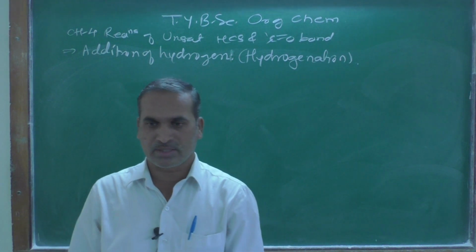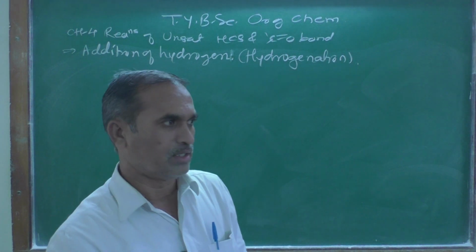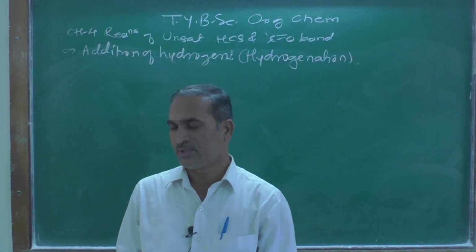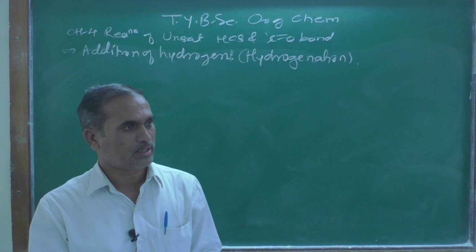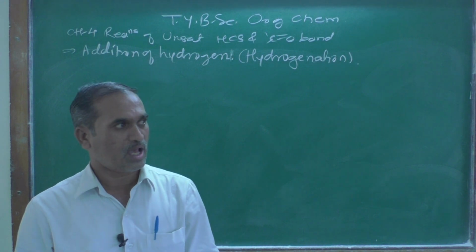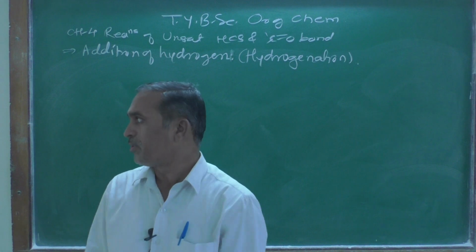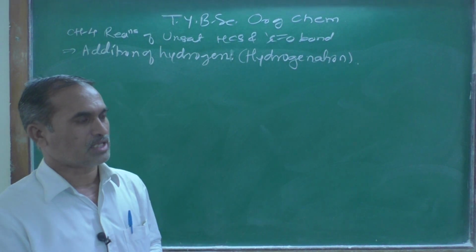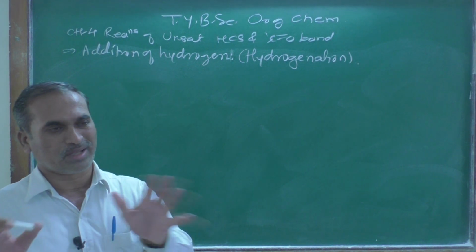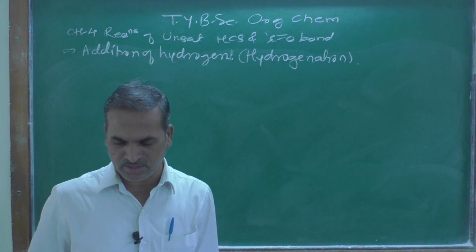What did we discuss yesterday? Yesterday we discussed electrophilic addition to the alkyne: the first one is halogen, and the second one is hydrogen halide. We saw that type of reaction, the mechanism of how it takes place, and how many steps are involved. Everything we have seen in yesterday's lecture.